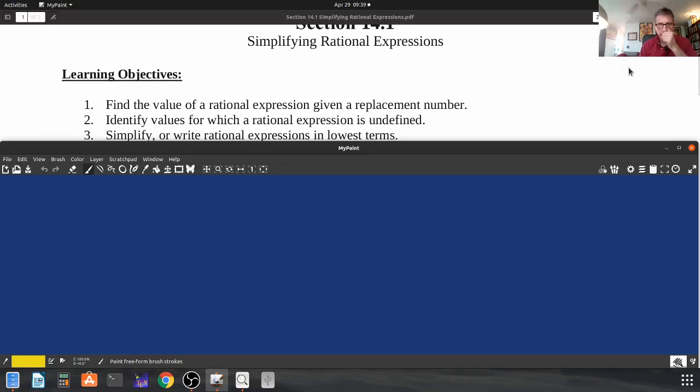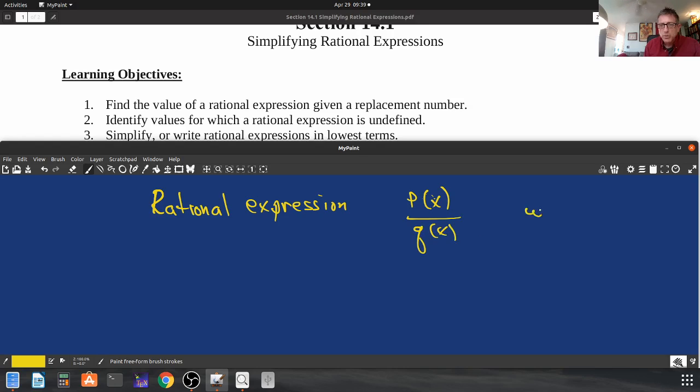Okay, we're going to start 14.1, and this is an introduction to rational expressions. So a rational expression can best be defined as the quotient, that's supposed to be p of x, not p of q, the quotient of two polynomials. So p of x over q of x, where, of course, q of x is not equal to 0.